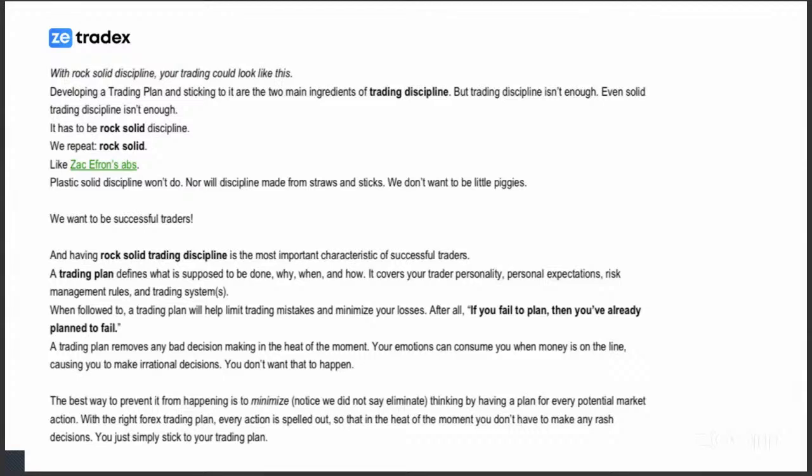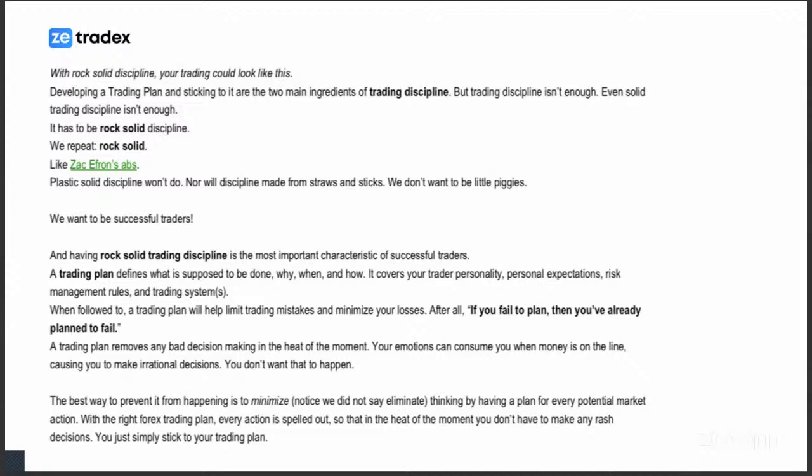Now, you want to be a successful trader. Yes, of course, everyone wants to be a successful trader. And having rock solid trading discipline is the most important characteristic of successful traders, because a trading plan defines what is supposed to be done, why, when, and how.